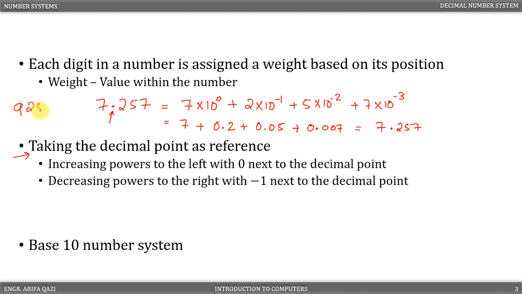Suppose 9257, where this was the decimal point, because we can actually write it as 9257.00. So starting from the decimal point towards the left, we had 10 raised to 0, 10 raised to 1, 10 raised to 2, 10 raised to 3. We had increasing powers of 10. And towards the right of the decimal point, we have decreasing powers with -1 next to the decimal point. So we have 10 raised to -1 right next to the decimal point, 10 raised to -2, 10 raised to -3, and so on and so forth, depending upon the number of digits that we need. And because everything over here is in some power of 10, this number system is known as the base 10 number system. Now, how do we count this?